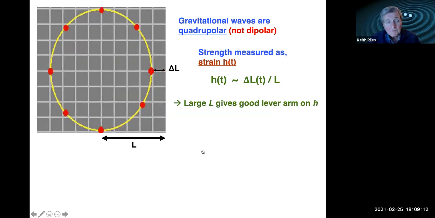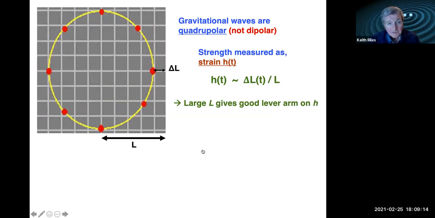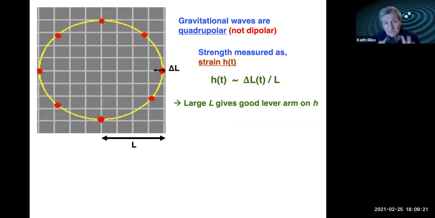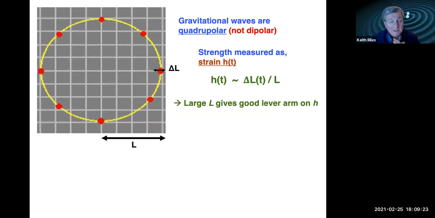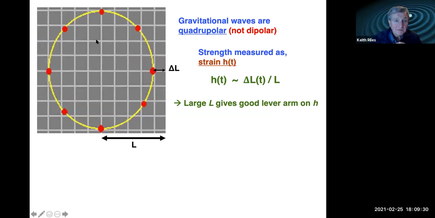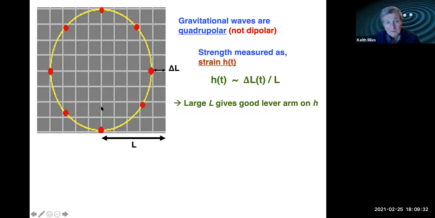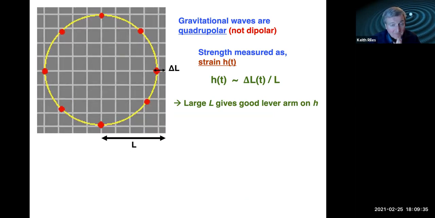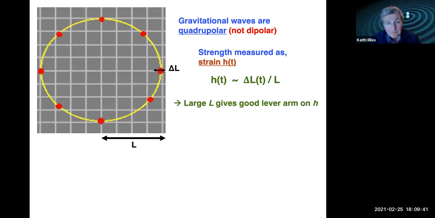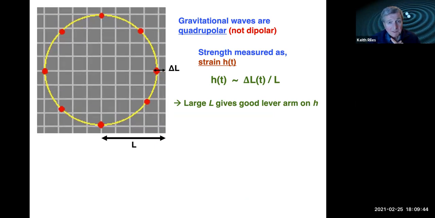The nature of the wave is quadrupolar, as depicted by this diagram, this animation. It shows a ring of test masses you can imagine floating out in space away from other masses. A gravitational wave comes along normal to the plane, and it stretches space horizontally while compressing it vertically, and then half a cycle later does the opposite. That's a quadrupolar kind of distortion that is due to the quadrupolar nature of the radiation itself.